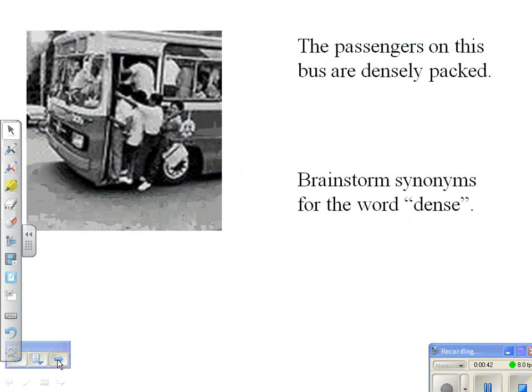The passengers on the bus, we could say, are very crowded. They're close together. They're densely packed. The people are densely packed. So think of some other words that are synonymous with the word dense: crowded, close, crammed, squished.